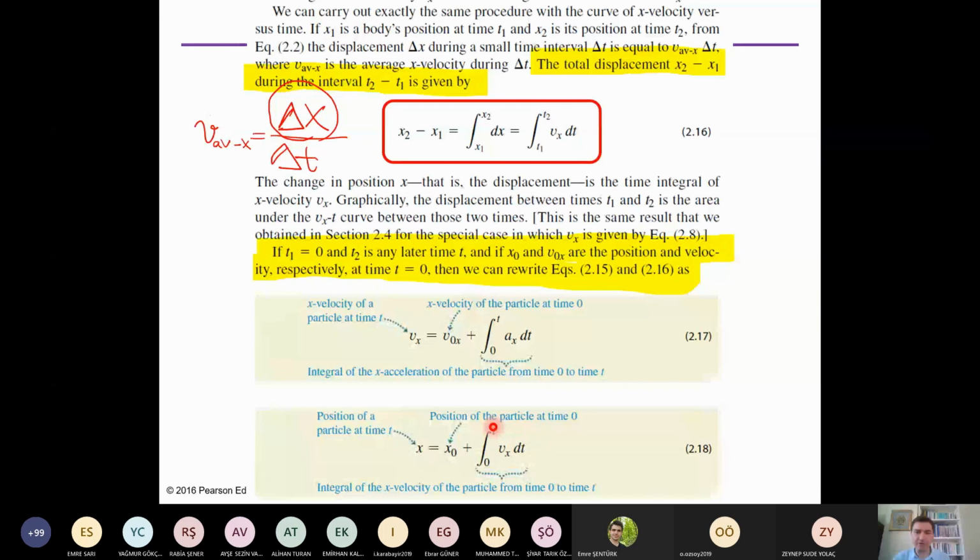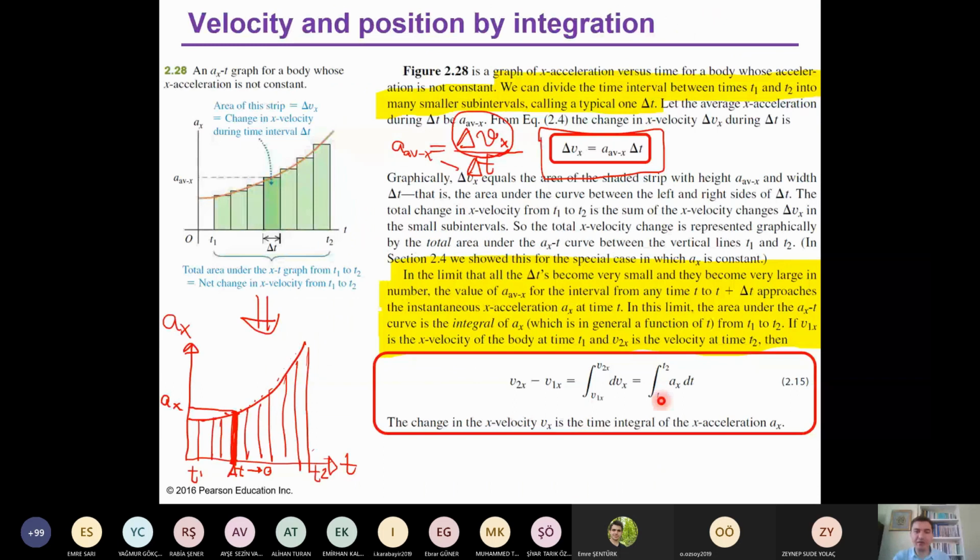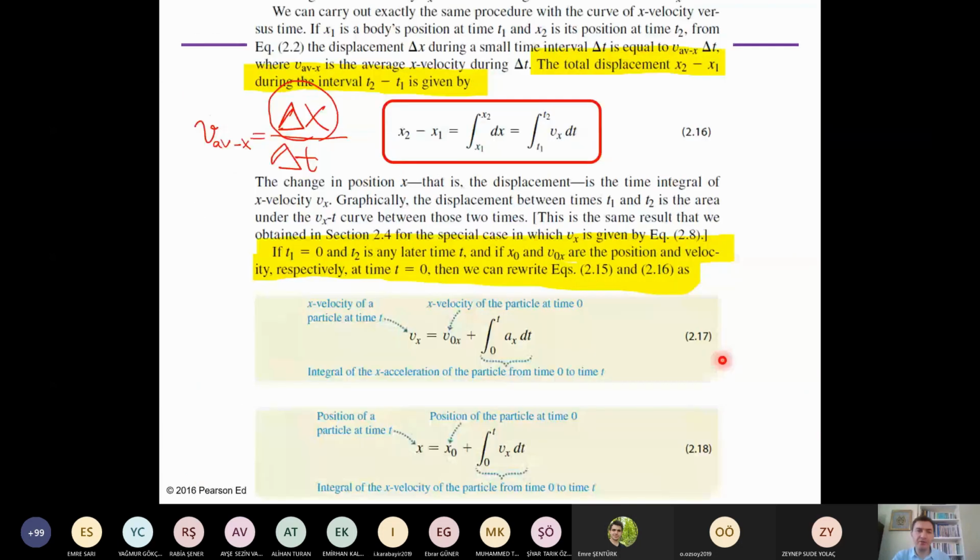So we have this relation for the position of a particle for non-constant acceleration, and you can do the same for this equation. So what do you see here? Final velocity minus initial velocity is equal to the time integral of acceleration. Okay, instead of v2x, just use vx. Instead of v1x, just use v0x. Then the final velocity is equal to the initial velocity plus the integral from the initial time when the time is 0 to the final time when the time is t, of ax times dt.